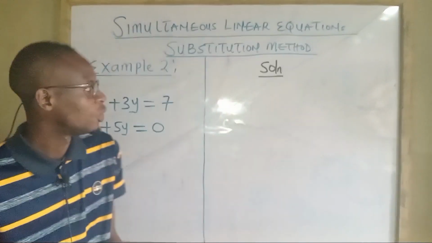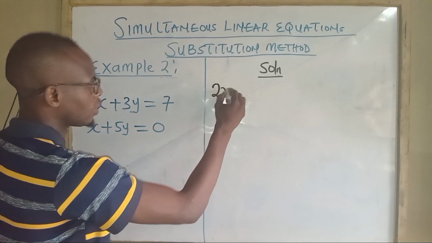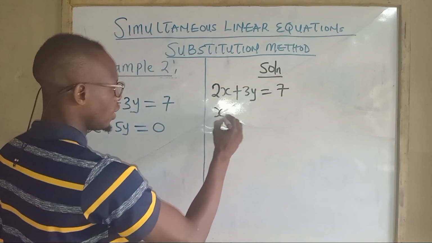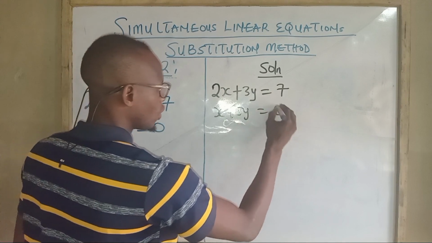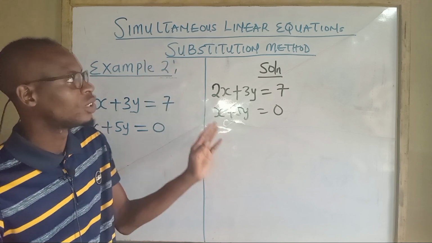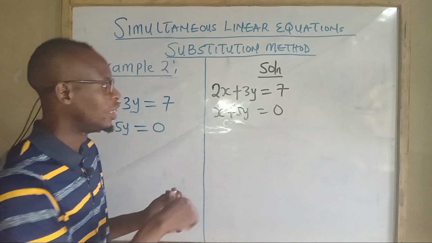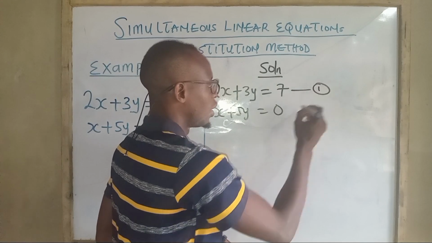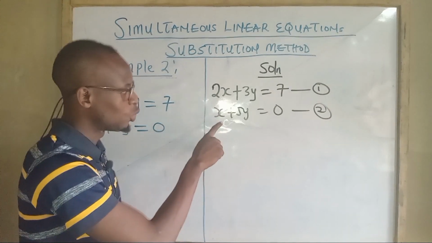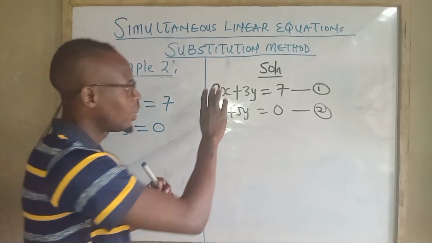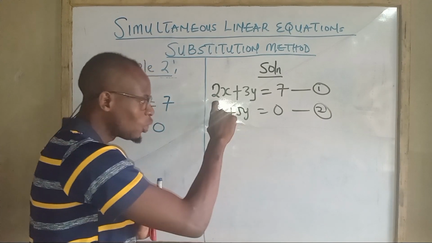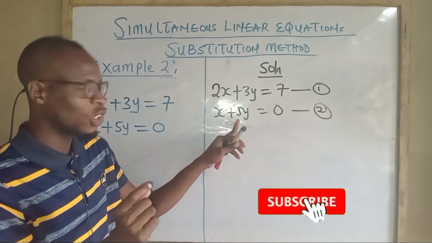Now, the question says we should solve 2x plus 3y equals 7 and x plus 5y equals 0. Why I call this a more interesting question is because in the previous example I did on simultaneous linear equations, equation 1 and equation 2 both had simple coefficients. But in this case, equation 1 has complex coefficients of x and y, while equation 2 has a simple coefficient of x, but the coefficient of y is complex.